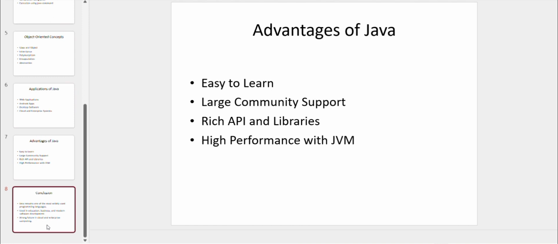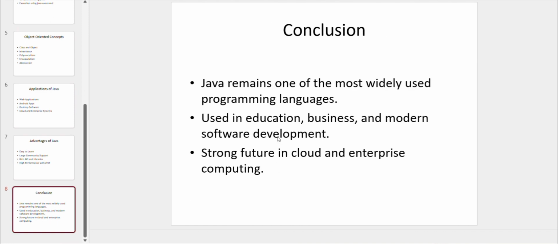So next we are coming to the conclusion. At last we conclude that Java remains one of the most widely used programming languages, used in education, business and modern software development, with a strong presence in cloud and enterprise computing. As we stated, Java is very important and it is used in Android OS. For the development of Android OS or for creating any kind of software for Android, we use the Java programming language. Instead of Java, we can also use Kotlin, but Java is more preferable and very easy to learn. We use Java in the creation of applications in Android OS.